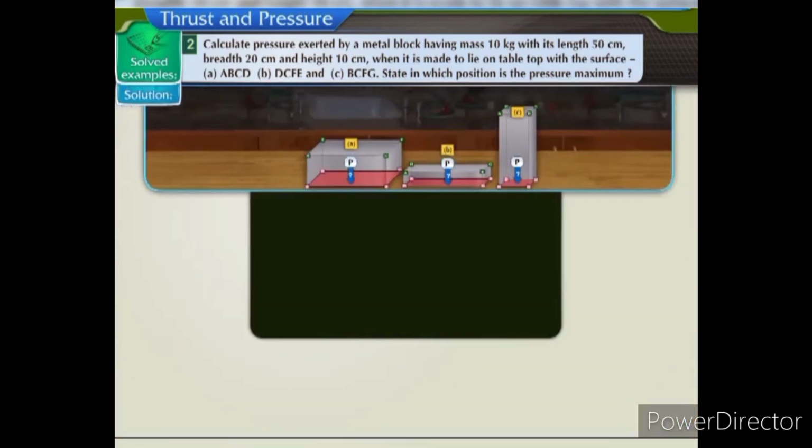Solution. The thrust on the table by the block is the weight of the metal block. Thrust is equal to weight of the metal block, which is equal to mg, which is equal to 10 into 9.8, which is equal to 98 Newton.